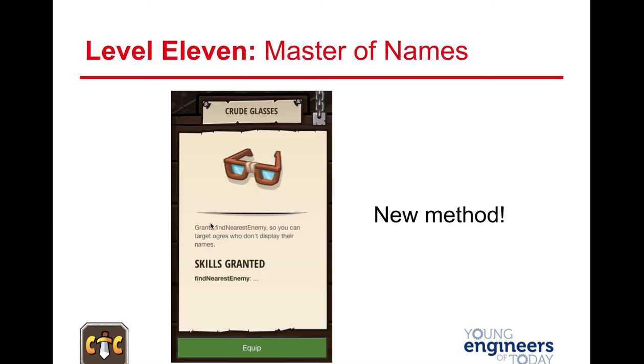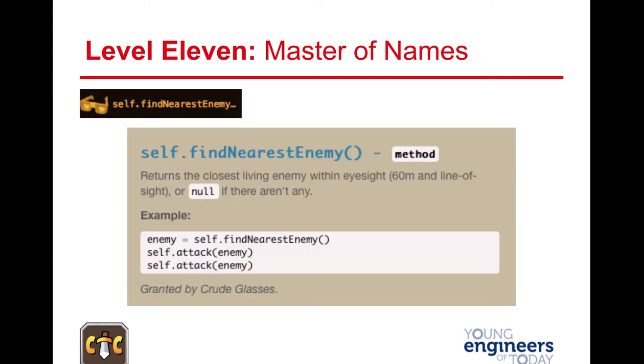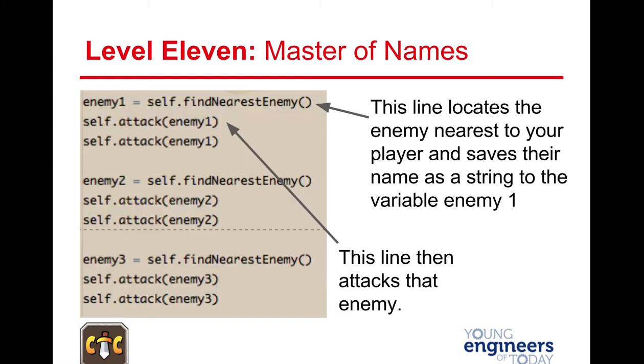In level 11, we get a new method with these crude glasses, and it allows you to find nearest enemy. So if we hover over the glasses, this is the information that you get. Find nearest enemy locates an enemy nearest to the player and saves their name as a string to the variable enemy1. So self.findNearestEnemy is going to return a string.